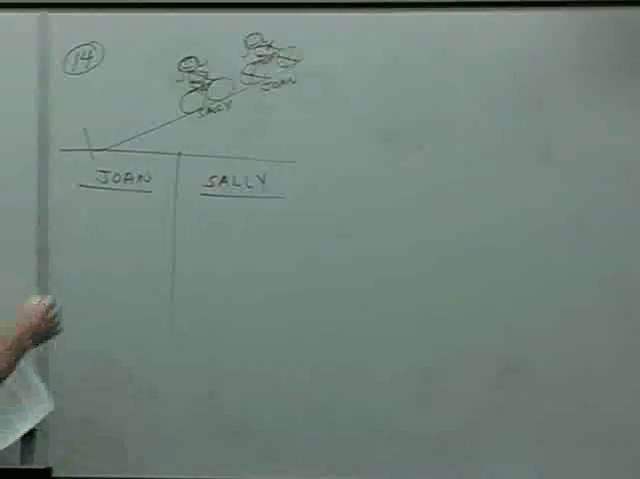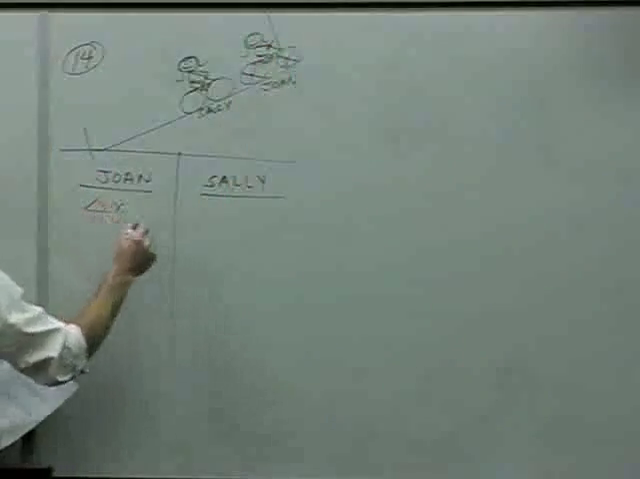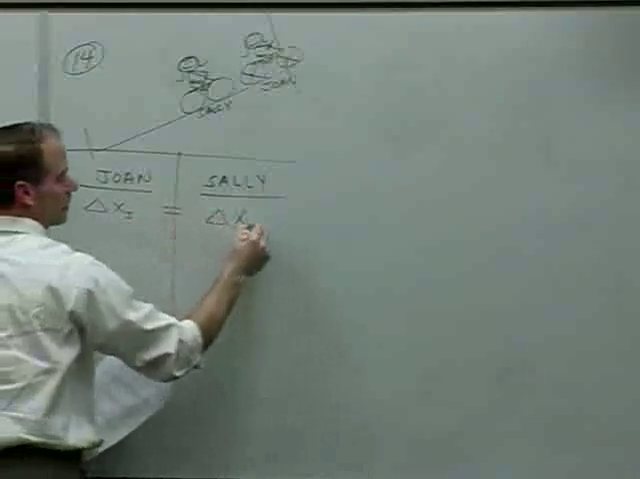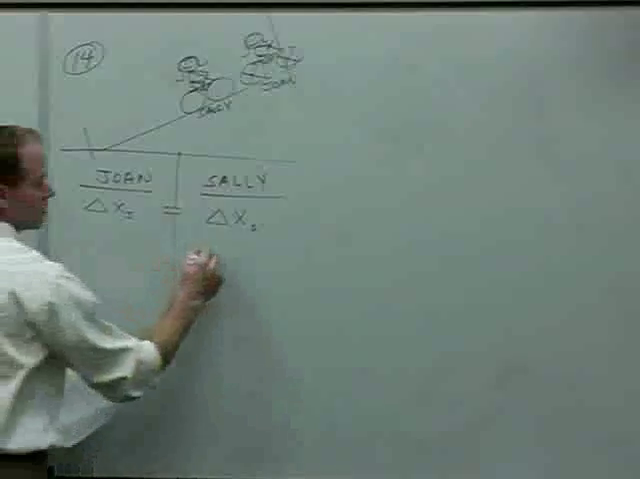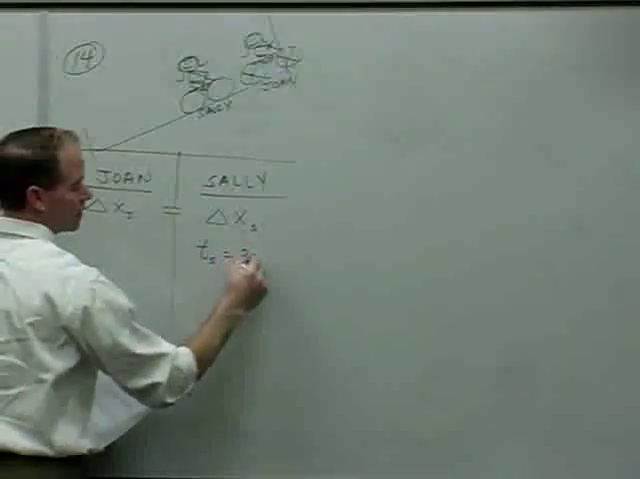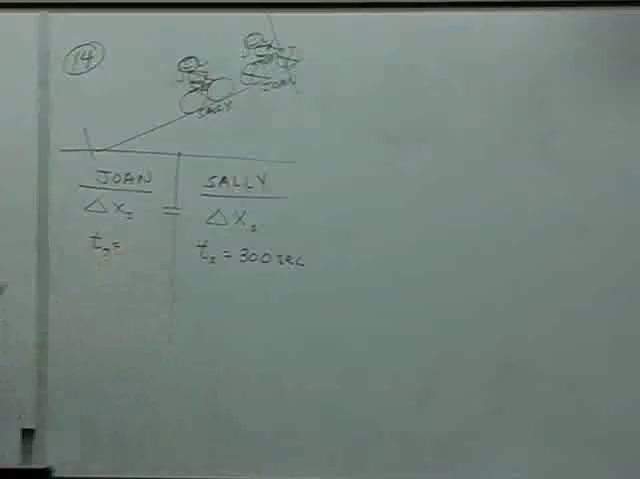Same displacement. So let's say displacement, delta x for Joan, is equal to displacement delta x for Sally. That's going to be useful. So instead of time, Sally's time was 5 minutes. So time for Sally is 5 minutes, which would be 300 seconds. Joan's time is 50 seconds ahead of Sally, so that would be 250 seconds.